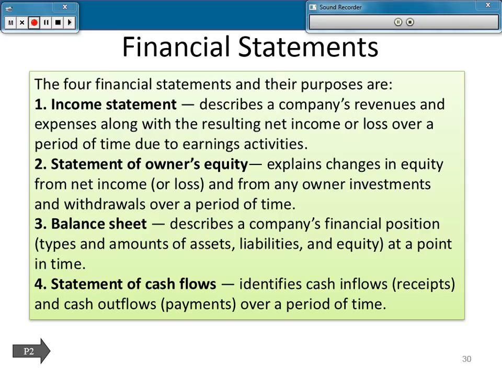And then the statement of cash flows identifies both cash inflows and outflows over that period of time. So everything dealing with cash only is on that statement. Nothing for accounts payable, nothing for accounts receivable, only cash is on the cash flow statement. Because what we're trying to do is look at our beginning cash balance and verify our ending cash balance. Everybody's clear?